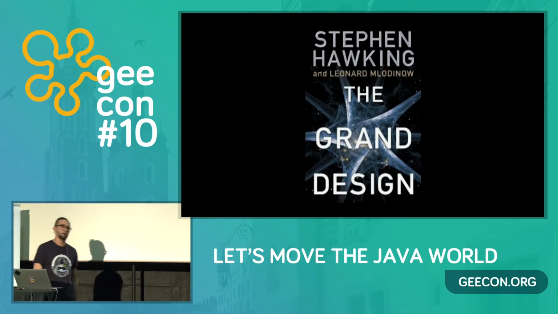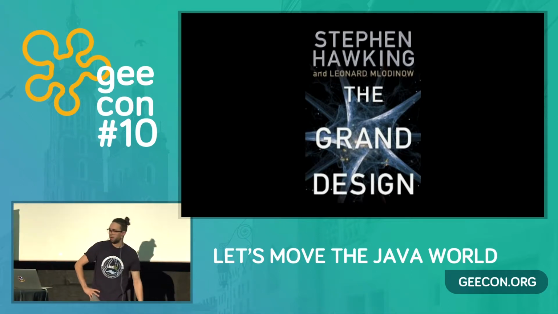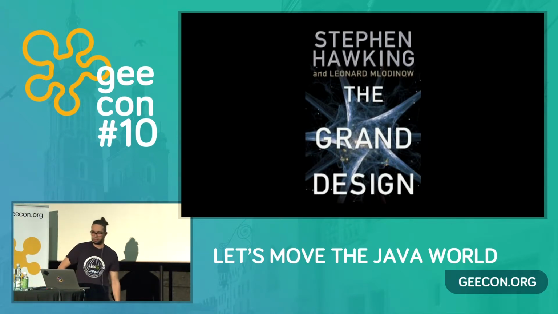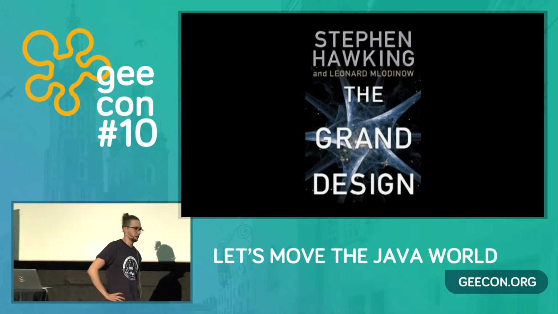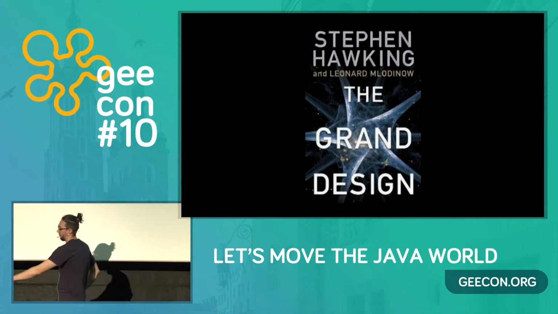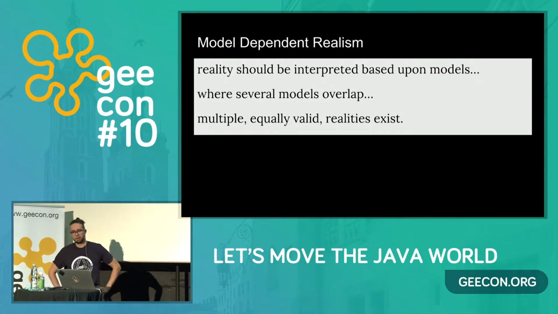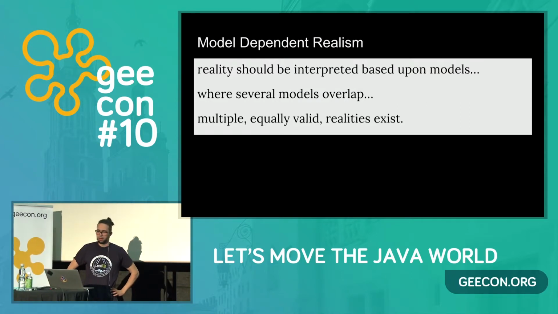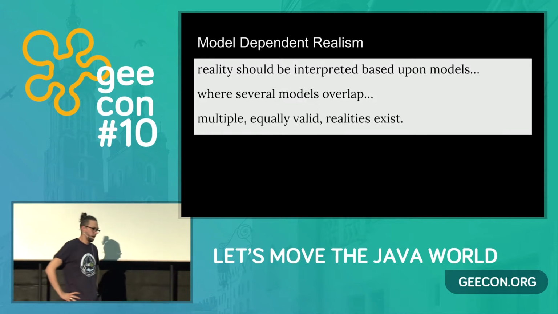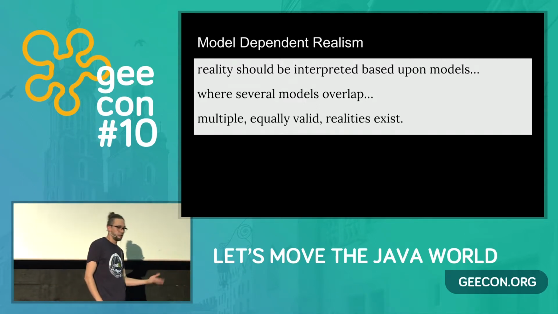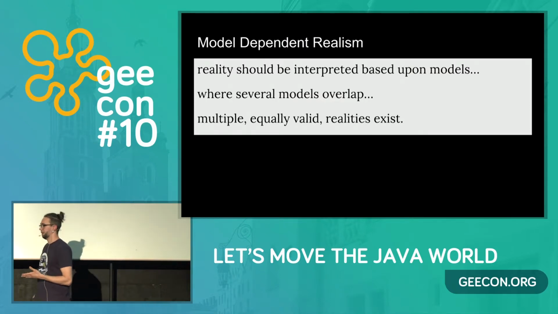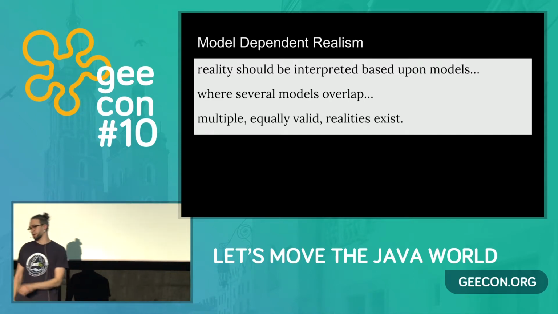And I would like to introduce you to a concept from a great book by Stephen Hawking and Leonard Mlodinow, The Grand Design. I think that's Hawking's last book. He passed away. Mainly, it's called Model Dependent Realism. So they argued that we can only interpret reality based upon models. And if we have a few models that describe a certain phenomenon well enough, then several equally valid realities exist.